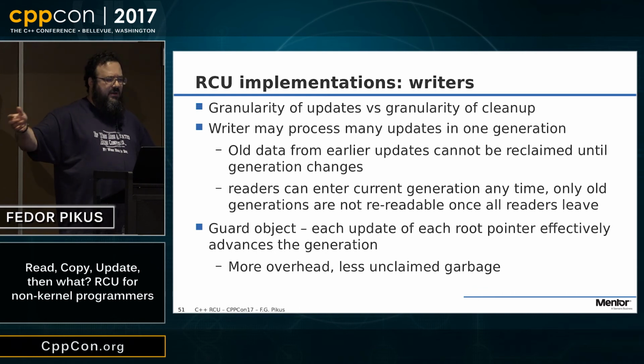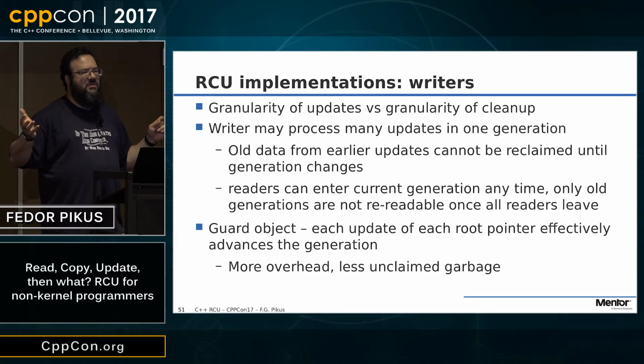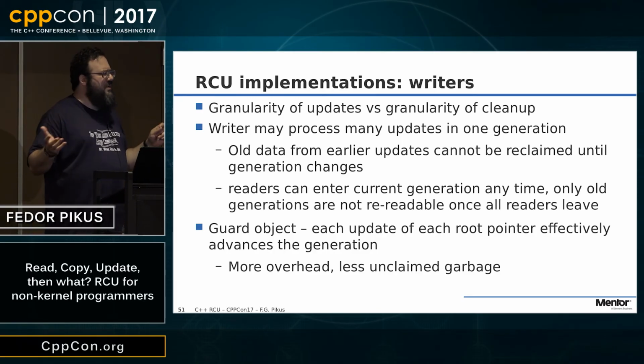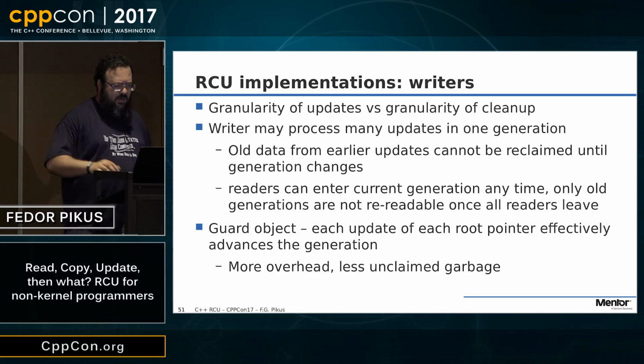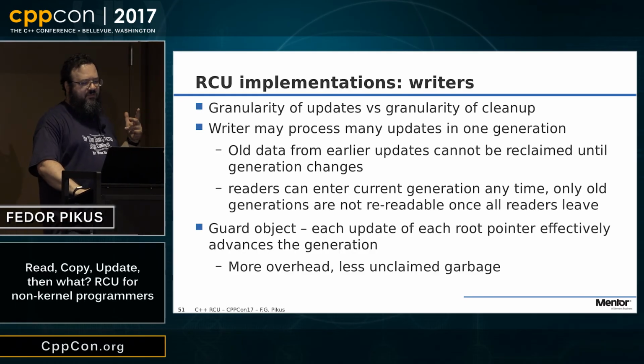That's one way. Another way is you can periodically ask, do I have any generations that are not visible by any readers now? I don't want to wait. I just want to know if any of the readers happen to already have left that generation. If yes, I'll reclaim that memory right now with no waiting. If not, I'll keep piling up garbage. Of course, eventually you'll run out of memory, and then you have to wait. But you can do this for a while. Guard objects, where you basically have a root pointer for every data, have more overhead, but much less unclaimed garbage because you reclaim faster.